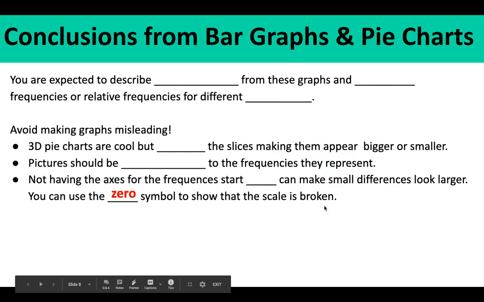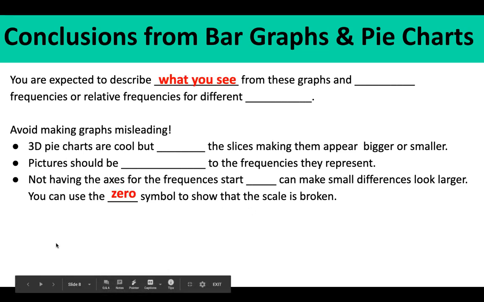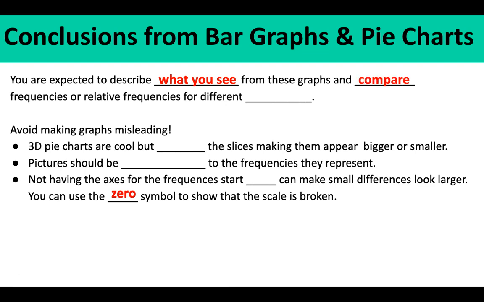So a couple of things to note when we are making conclusions by looking at bar graphs and pie charts. You're expected to describe what you see from these graphs and compare the frequencies or relative frequencies for different categories. So talk about which category had the most people answer that or the most responses, which category had the least, were there any that were very similar in terms of their frequencies. So talking about what you see and comparing it.